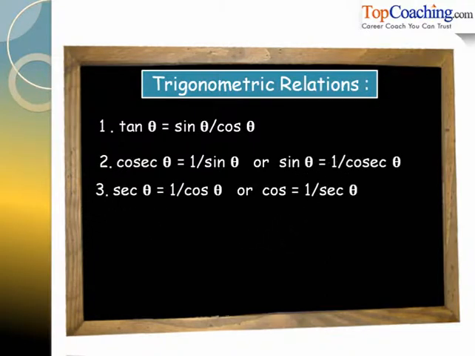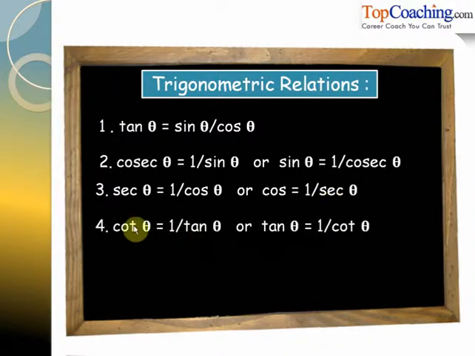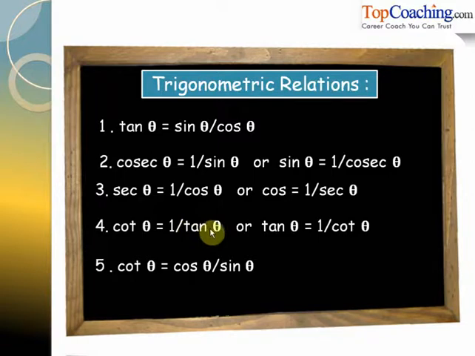The third is sec theta is equal to 1 by cos theta, or we can write cos theta equal to 1 by sec theta. And the fourth is cot theta is equal to 1 by tan theta, or we can write it as tan theta equal to 1 by cot theta. And the fifth is cot theta is equal to cos theta upon sin theta. Now this is because cot theta is equal to 1 by tan theta and tan theta is equal to sin theta by cos theta. Therefore cot theta would be equal to cos theta divided by sin theta.